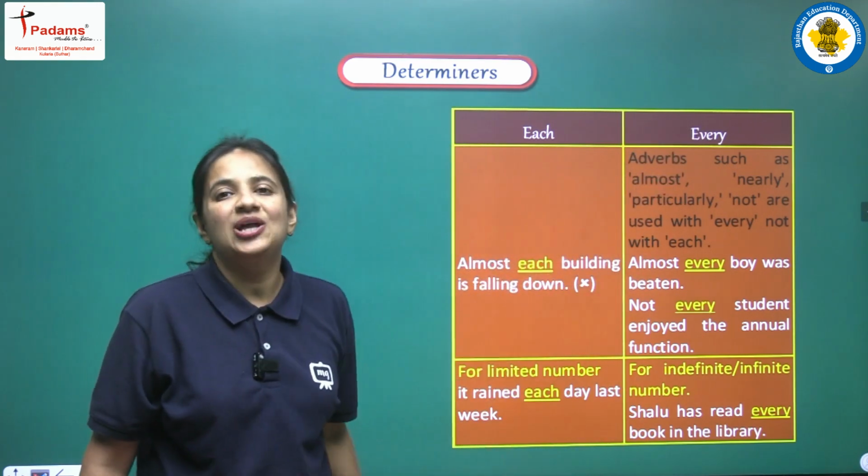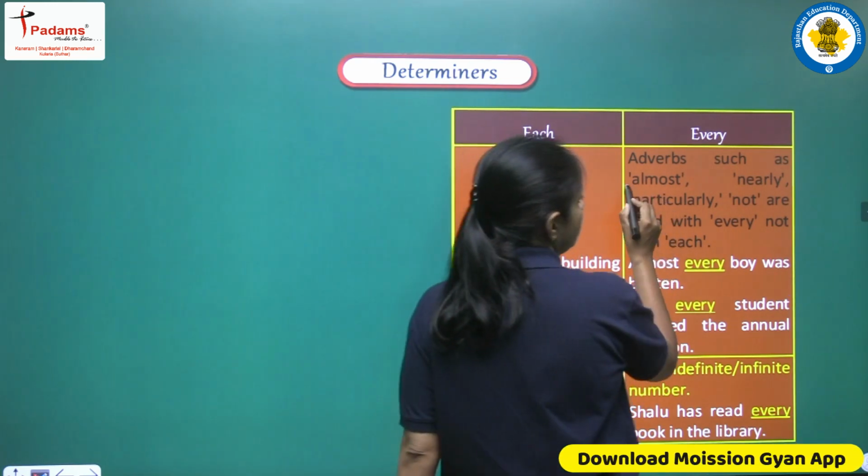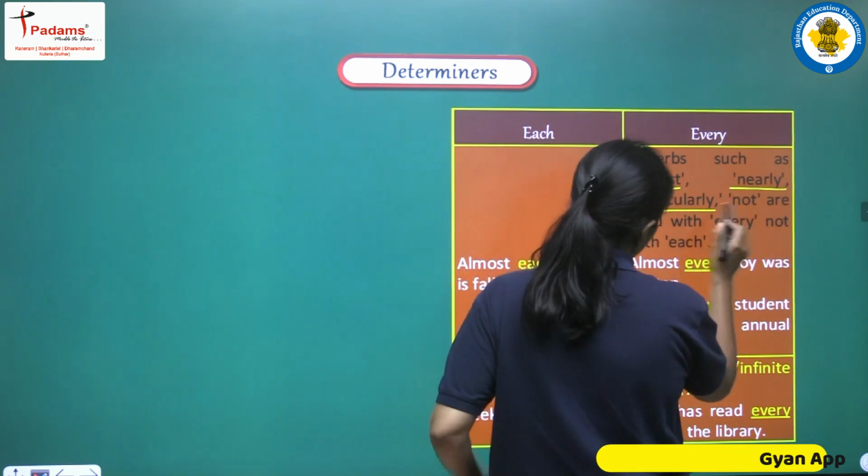So let's read all the words one more time. So here we are having almost, nearly, particularly, not.